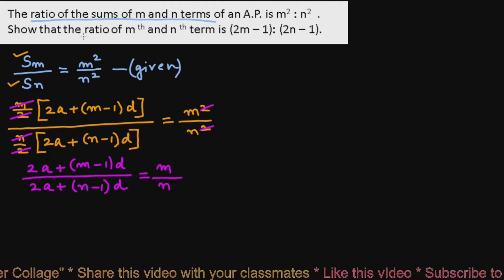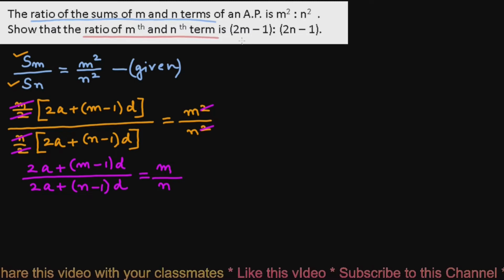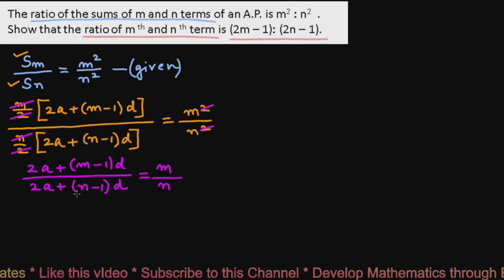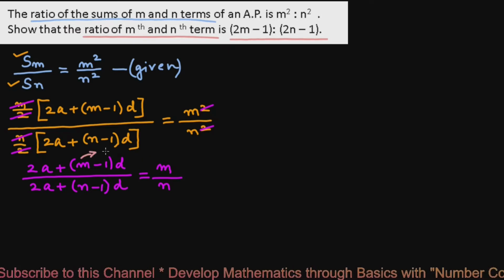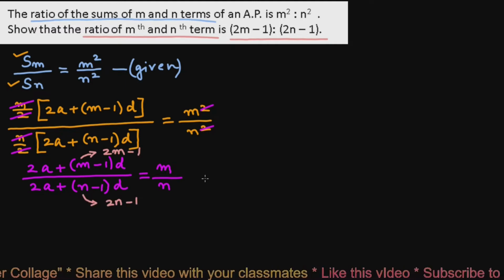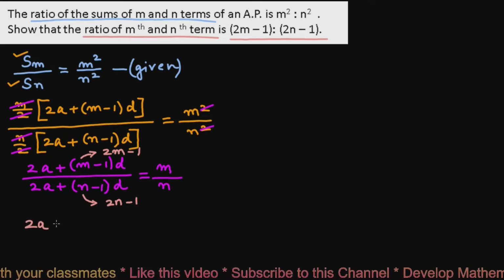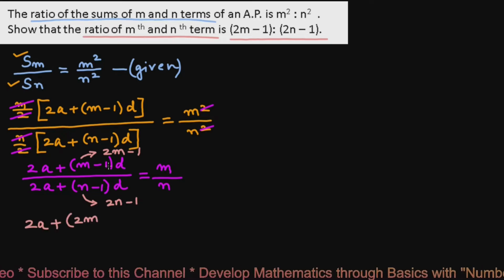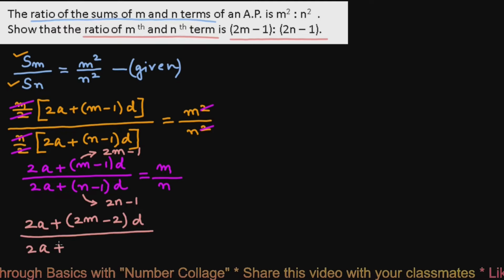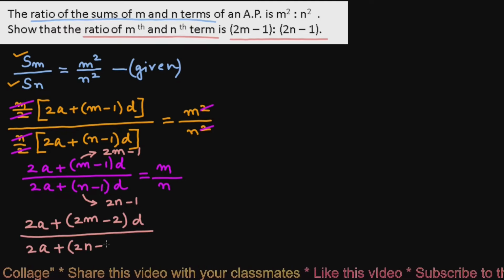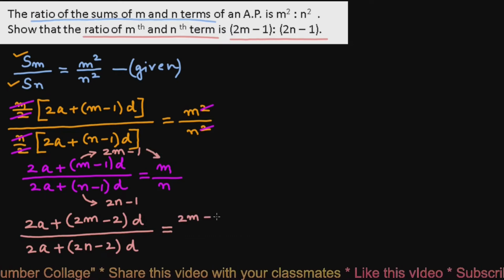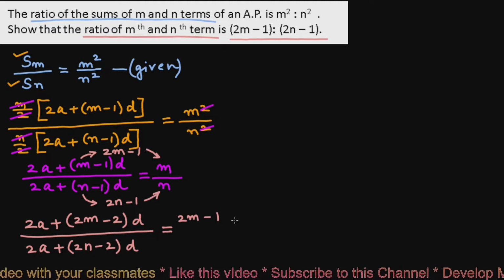Now we have to show the ratio of mth and nth term to be equal to 2m minus 1 is to 2n minus 1. So that we can obtain by substituting this m by 2m minus 1 and this n by 2n minus 1. Let us see what happens next. We will get 2a plus (2m minus 1 minus 1) into d upon 2a plus (2n minus 1 minus 1) into d equals, for this m also we write 2m minus 1 and for this n we write 2n minus 1.